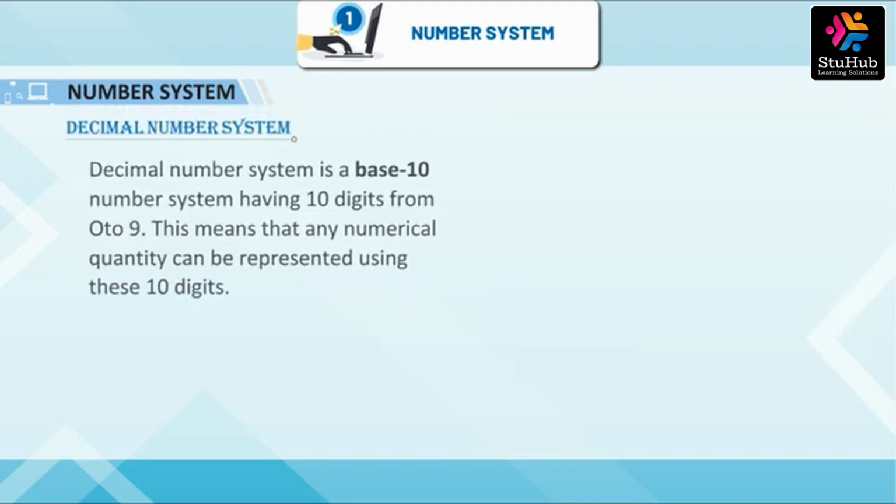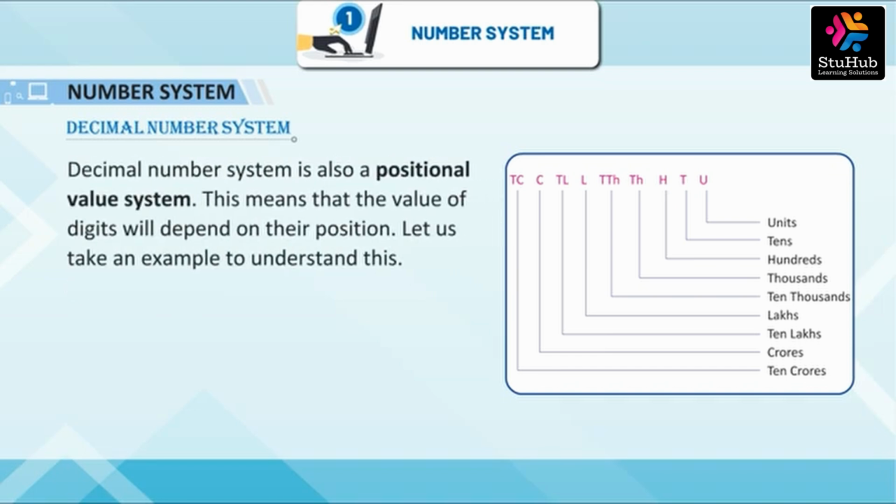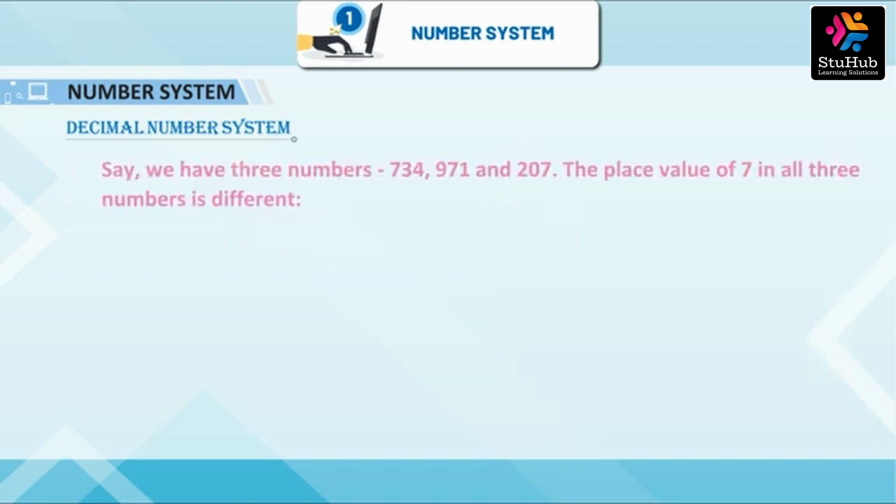Decimal number system. Decimal number system is a base 10 number system having 10 digits from 0 to 9. This means that any numerical quantity can be represented using these 10 digits. Decimal number system is also a positional value system. This means that the value of digits will depend on their position. Let us take an example to understand this.